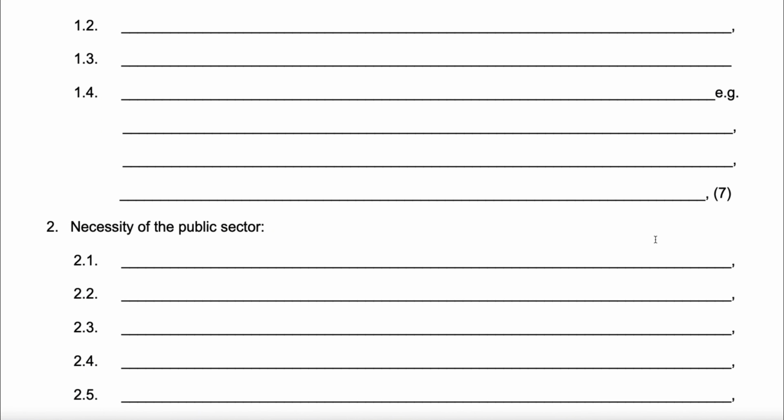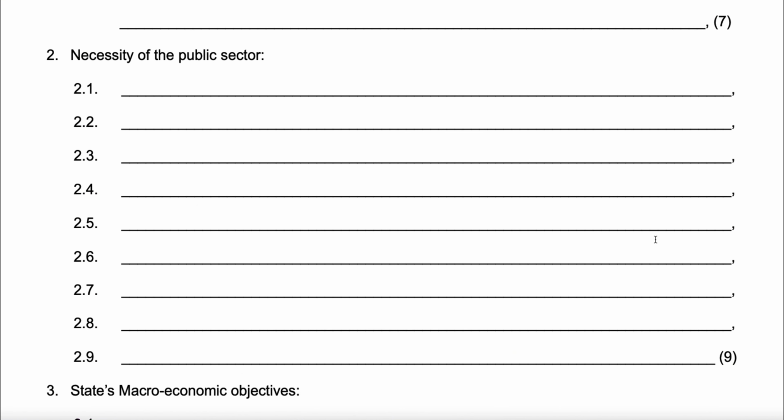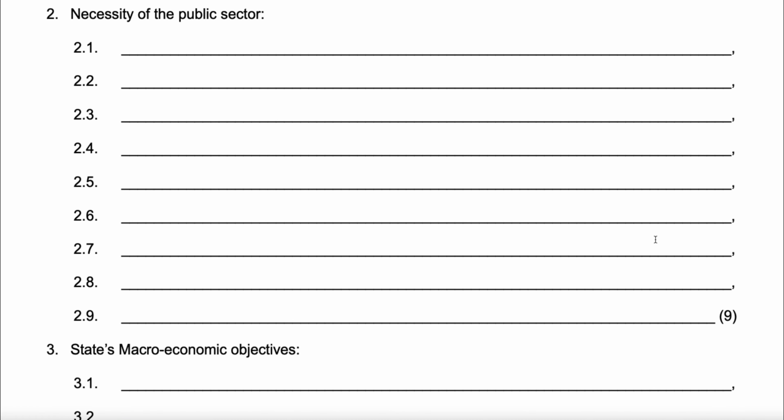Right, we move on to number two. We're talking about the necessity of the public sector. Here we are saying, why is the public sector necessary? Why should we even have the government? There are a couple of reasons. Number one can be to avoid market failure. We said market failure is failure of markets to allocate resources at an optimum level. So government's reason is to avoid that from happening, to ensure that optimum resource allocation is achieved.